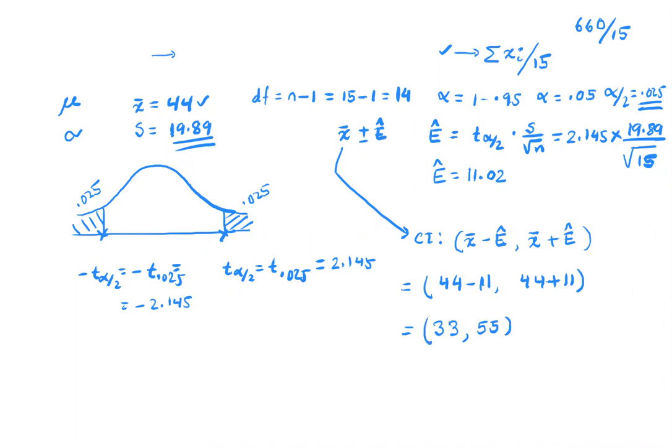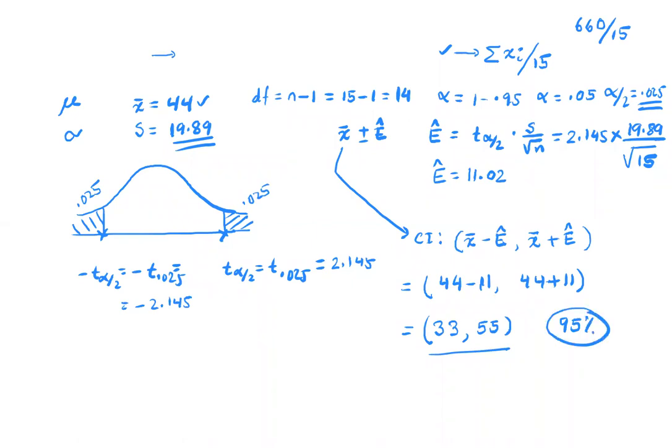So from your calculations, you found that the average number of minutes that students spend on social media would be between 33 and 55 minutes per day. Okay, the average number of minutes that students spend on social media each day falls between 33 and 55. And how confident are you in your calculation? 95% confident. What does that mean?